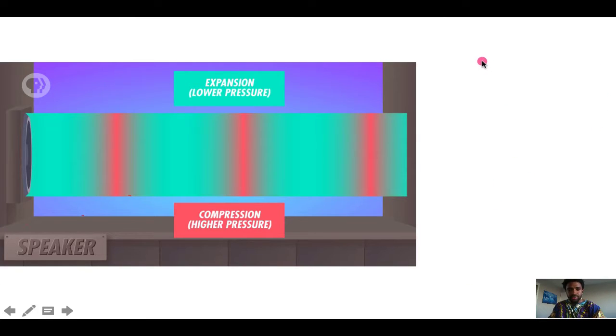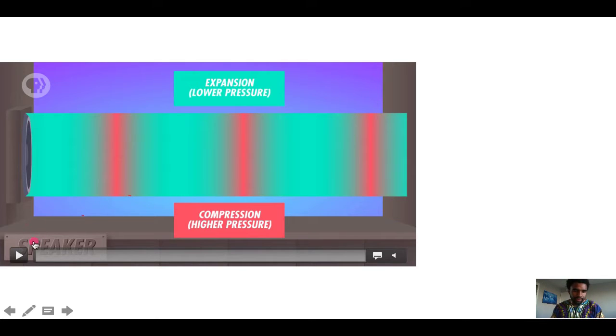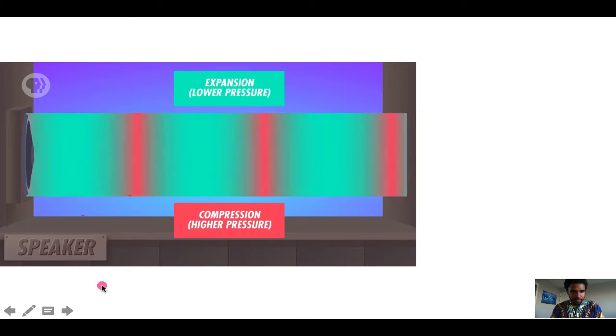What kind of wave do you think sound is? Is sound a transverse or a longitudinal wave? I'm going to go ahead and play this video for you, and then you can take a guess. This is a speaker, and this is a representation of what is happening to the air in front of that speaker.